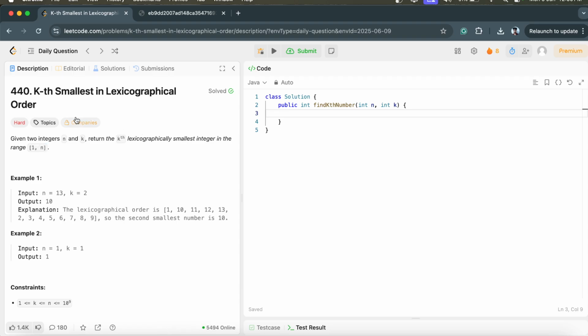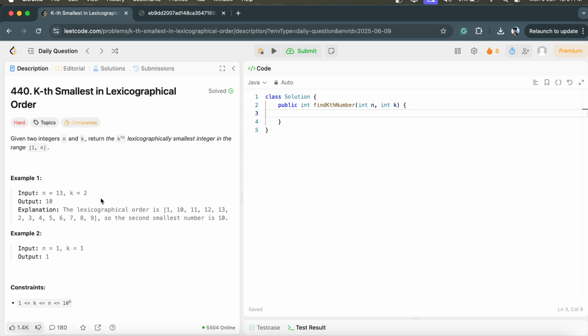In this video, I'll be covering Leetcode problem 440, K-th Smallest in Lexicographical Order. It is a hard problem from Leetcode, and let us go through the problem statement first, what we have been given and how to approach this particular problem, which we will discuss in this video. Given two integers n and k, return the kth lexicographically smallest integer in the range 1 to n.